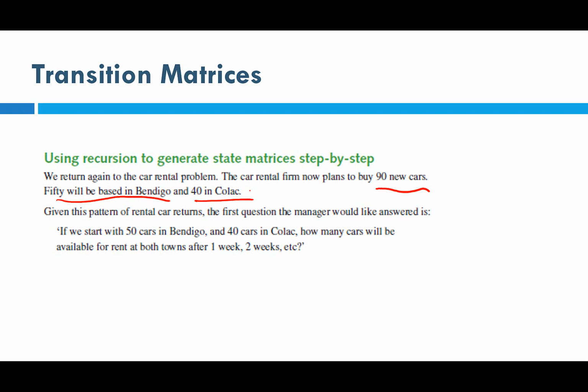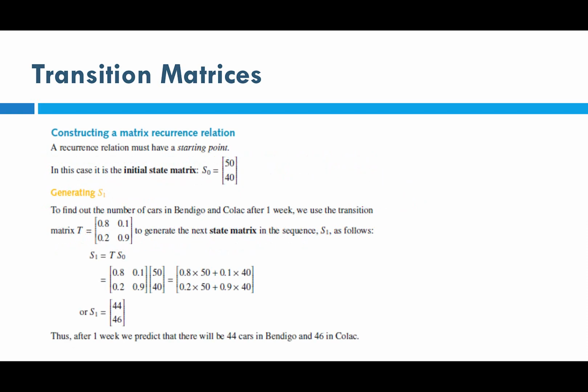So we need to know where the cars are going and roughly find out. And we do this through a step-by-step recursion. So let's have a look. Constructing a matrix recurrence relation. Every recurrence relation needs a starting point. So our starting point here was 50 cars in Bendigo and 40 cars in Colac.